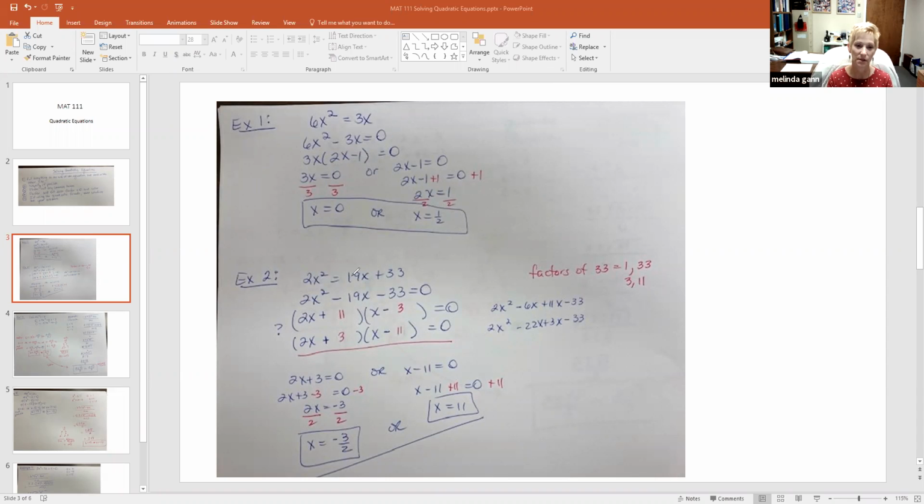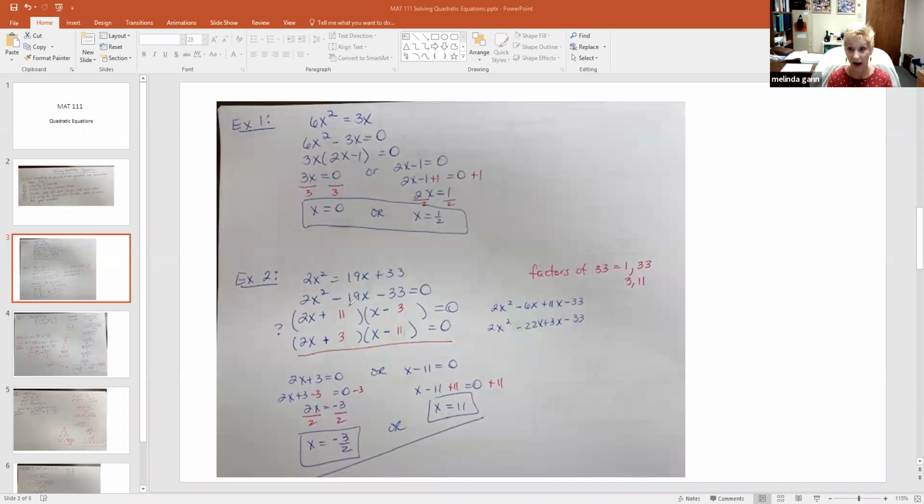2x squared equals 19x plus 33. Again, I moved everything, so I subtracted 19x from both sides, and I subtracted 33 from both sides, and got everything on the left side and 0 on the right side. Now this time there's nothing to factor out. They don't have anything in common. So again, you can factor it any way you want to.